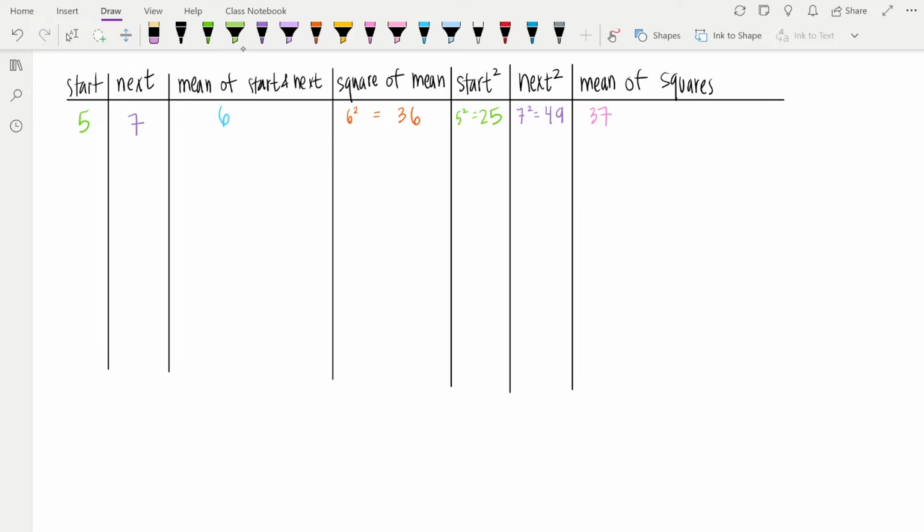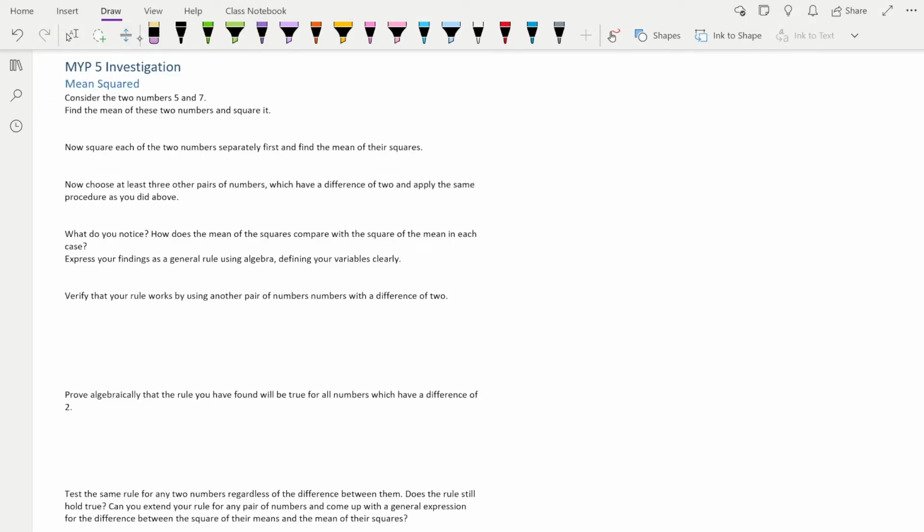Let's go back to the instructions. They said, consider these two numbers. Great, I put them in my table. Find the mean, square it. Find the separate squares and the mean of the squares. Great, I did all of those things. Now I'm ready to look at the next step, and they say, choose at least 3 other pairs of numbers. So I need to add at least 3 rows to my table. I can do more. If I need more time to recognize a pattern, I'll try more and more rows.